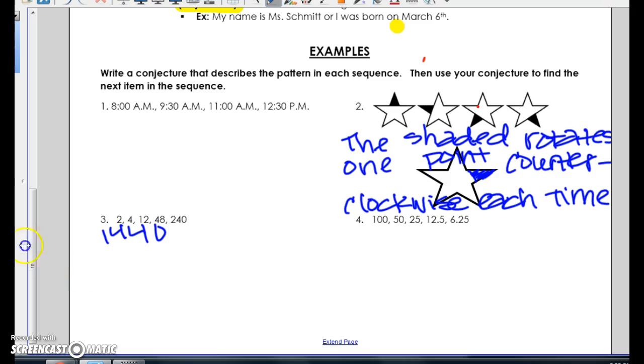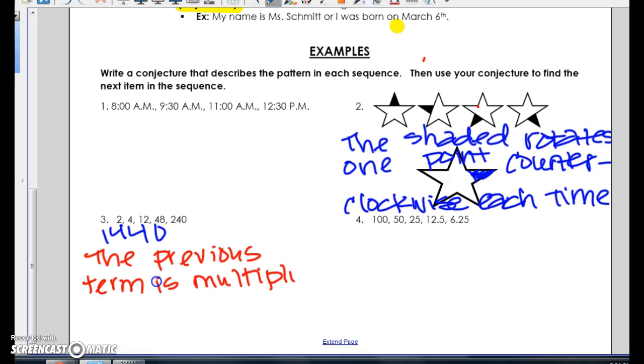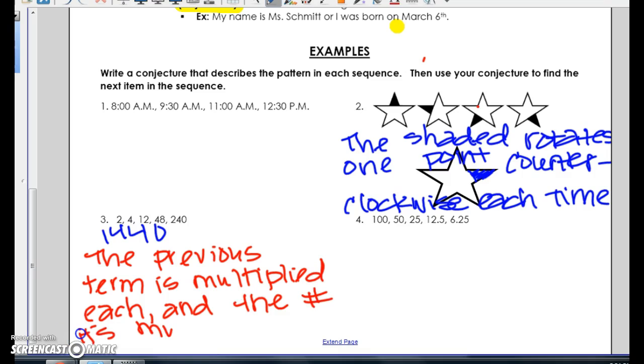1,440. So for our conjecture, we could say the previous term is multiplied each time, and the number it's multiplied by increases by 1 every time.